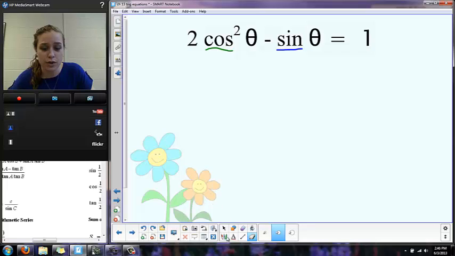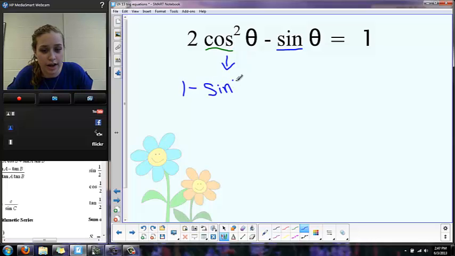So what am I going to have to do? I'm going to have to use one of my identities so that I can make this whole equation all in terms of sine or all in terms of cosine. So think back to the test that you probably just took. Is there a way that we could rewrite one of those variables so that we could fix this whole situation? Well, the squared sign always kind of gives you a hint. Cosine squared theta is equal to 1 minus sine squared theta, isn't it?